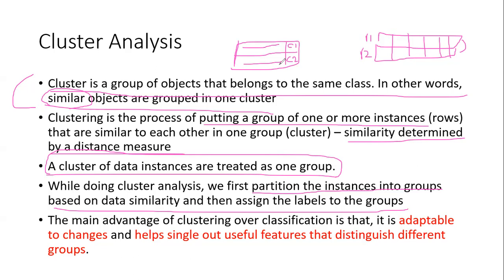Otherwise, your customer data will not have any labels, binary or tertiary, whatever. So you just have to proceed as the algorithm will allow you to proceed. Okay, is it making sense? This is just for benchmarking your clustering algorithm. That's it.